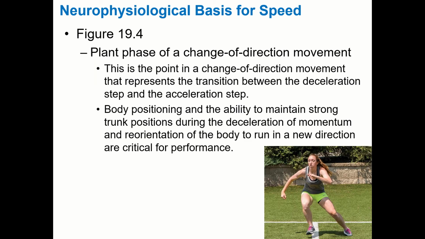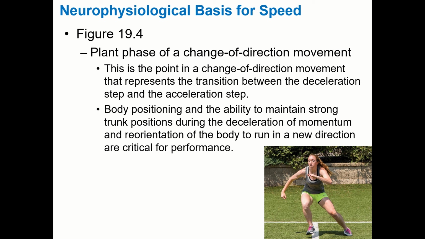All right, plant phase of change of direction. On her left leg in this picture, she is in the plant phase. That's the point in the change of direction movement that represents the transition between deceleration, slowing down, and acceleration, speeding back up. As she went to change directions there on her left leg, she had to absorb her momentum, right? So she had to absorb her body mass, primarily through, again, those hip abductors on her left side in this case, but also through the peroneal musculature in the lower leg on the left side. All that musculature has to undergo a quick eccentric contraction and then rebounds with a quick concentric contraction to accelerate her back toward her right.